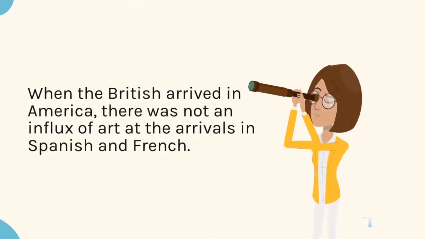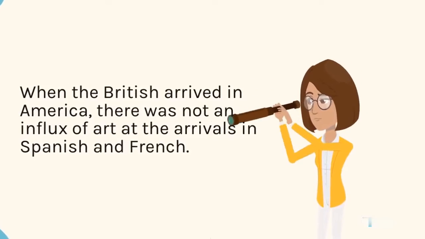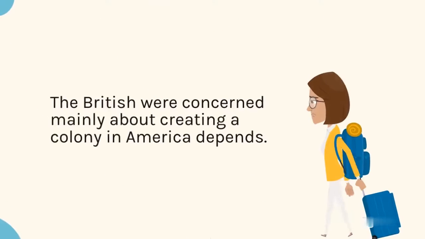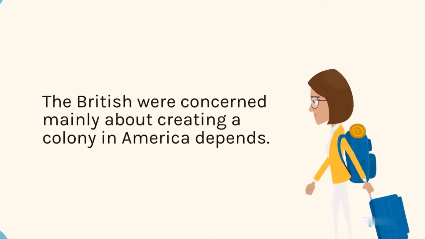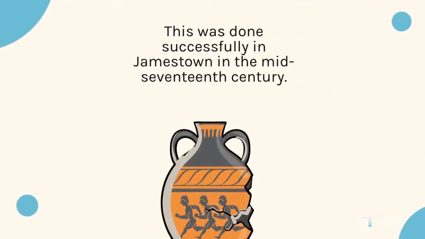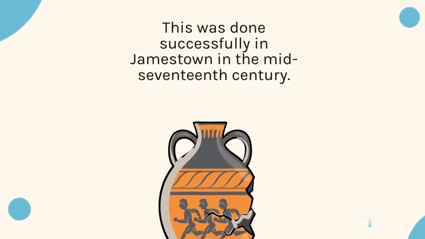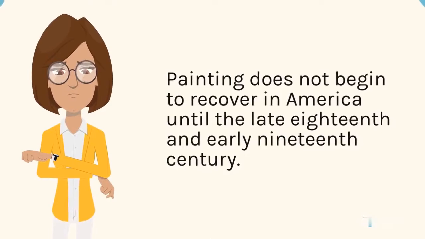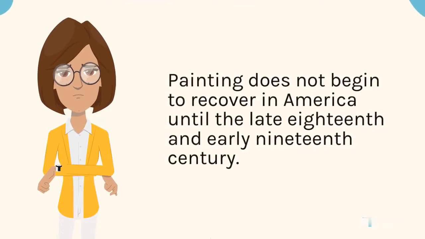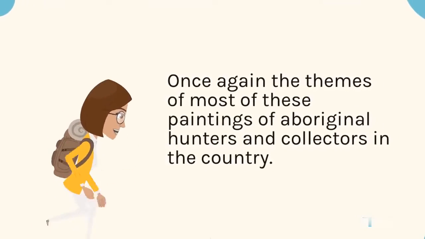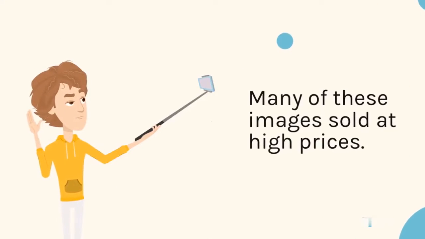When the British arrived in America, there was not an influx of art as with the arrivals of the Spanish and French. The British were concerned mainly about creating a colony in America. This was done successfully in Jamestown in the mid-17th century. Painting does not begin to recover in America until the late 18th and early 19th century. Once again, the themes of most of these paintings were Aboriginal hunters and collectors in the country. Many of these images sold at high prices.